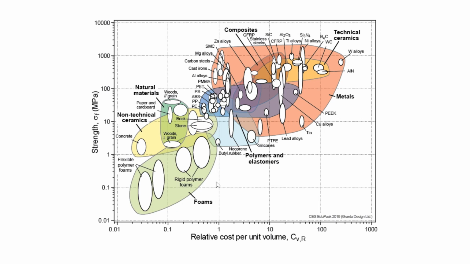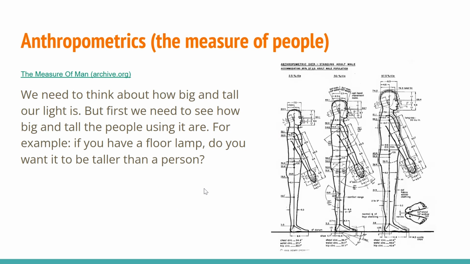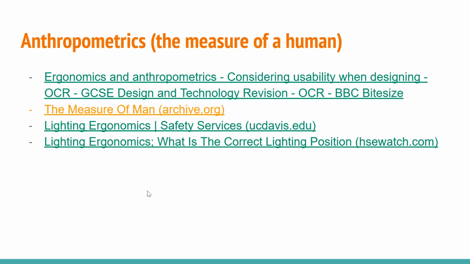Yeah. Anthropometrics, that's a measure of people. So if you've got a lamp that's going to go over someone's shoulder so they can read, how tall are they when they sit up? What sort of size is the couch? So that helps you work out how tall the lamp needs to be. The Measure of Man, that's really good. It has average sizes of people.